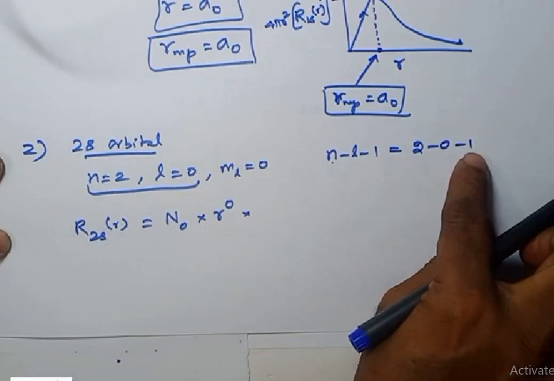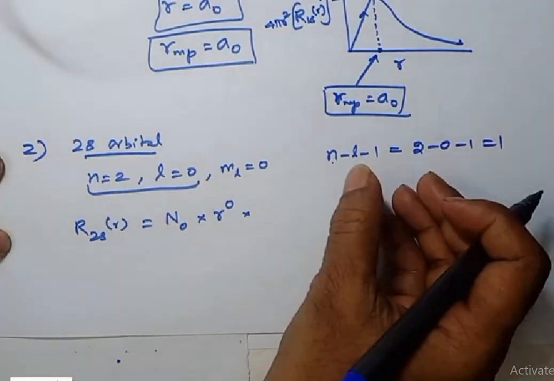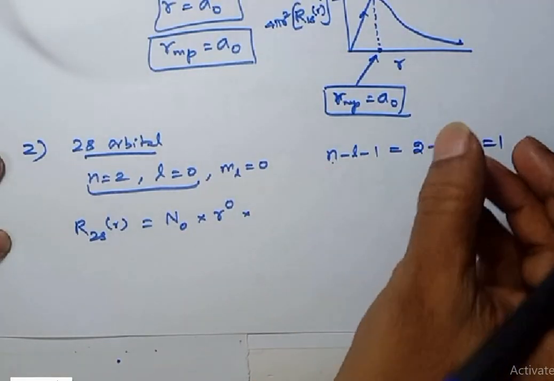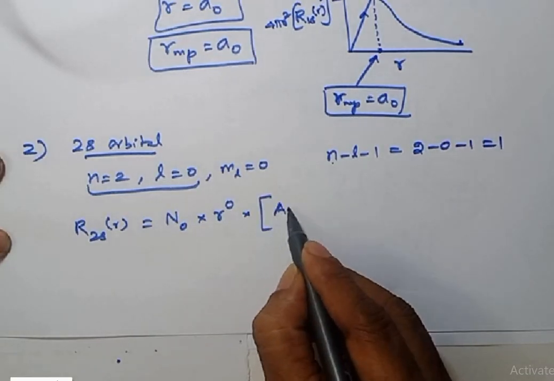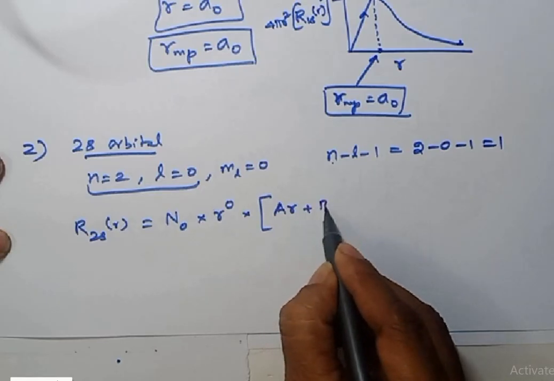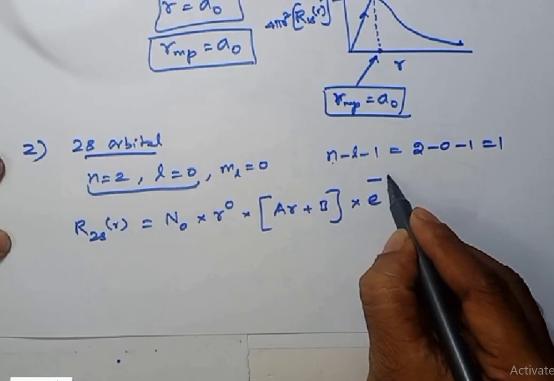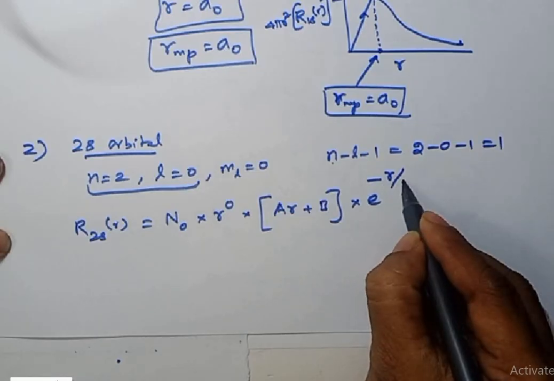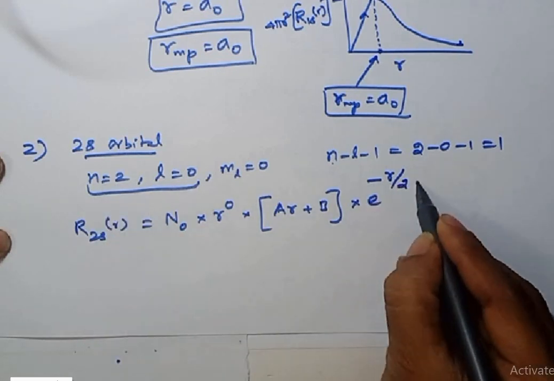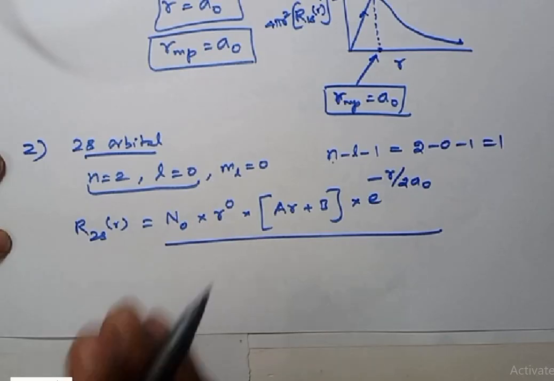Okay, and we have minus 1 here. So 2 minus 1, I am getting 1. Now the polynomial should have the degree 1. What does it mean? It means that the polynomial should have a radial r power 1 term and a constant, into e power minus z, for hydrogen atom z value is 1, into r by n value is 2 now, so 2 into a. This is the radial part of the wave function for 2s orbital.